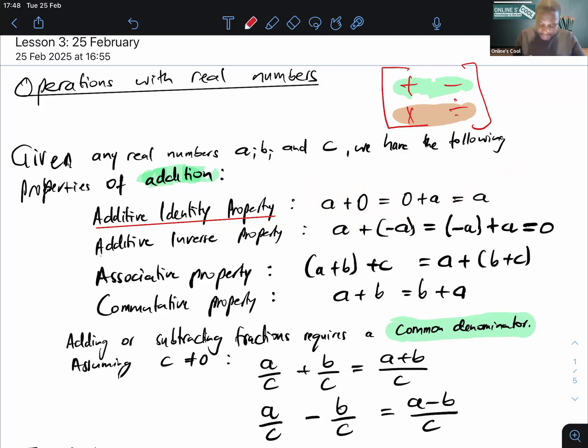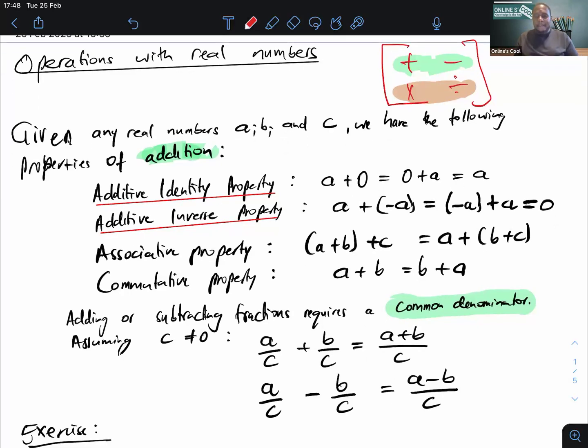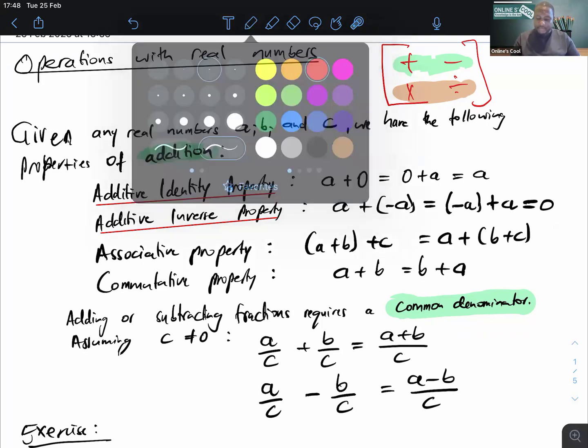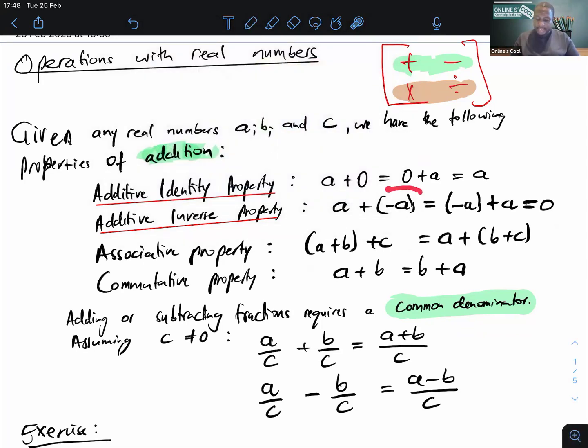The second one we have is the additive inverse property. The additive inverse property basically says that there are certain numbers that, when you add them, give you 0. It doesn't matter how you add them. So for example, if you have a plus, in brackets, minus a, this is going to give you 0. It's the same as if you started with minus a plus a.